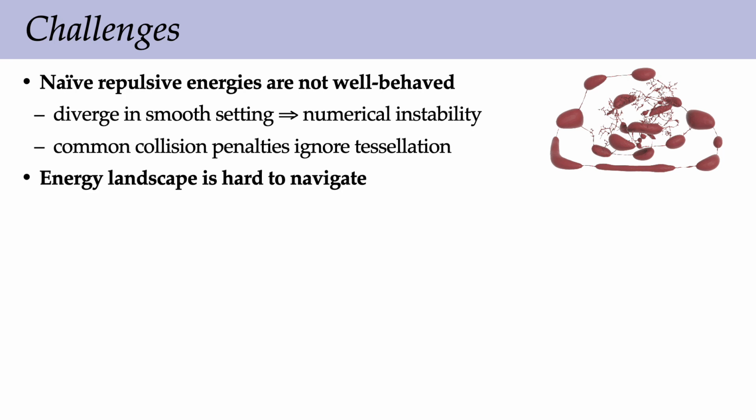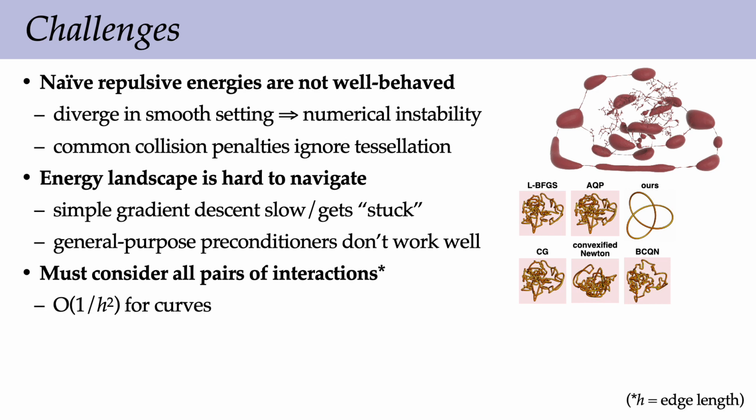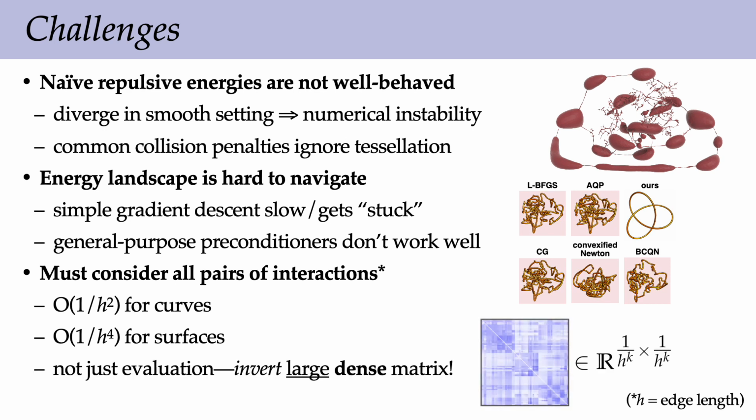Minimizing these energies can be very challenging, even if we use kind of the latest and greatest preconditioners from geometric problems. Optimization can easily get stuck. And finally, we need to consider interactions between all pairs of points, which means our problem quickly blows up in size if we consider a discretized curve, or worse, a discretized surface. And this is especially hard because we're going to have to invert a large, dense matrix.